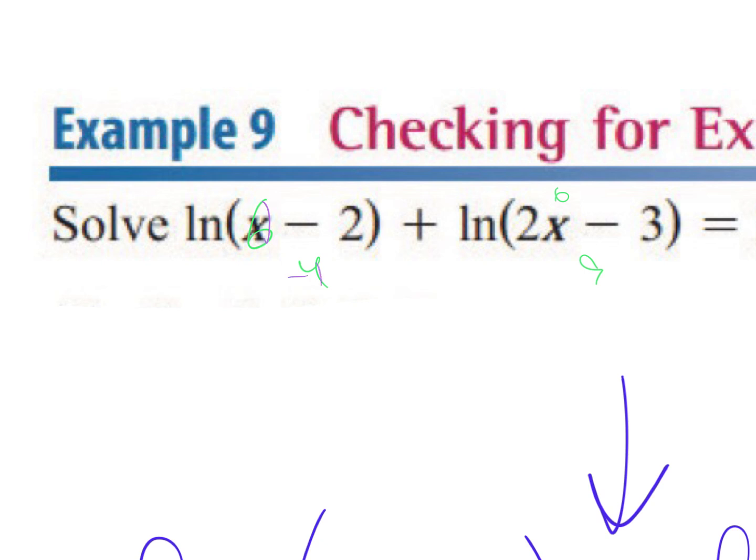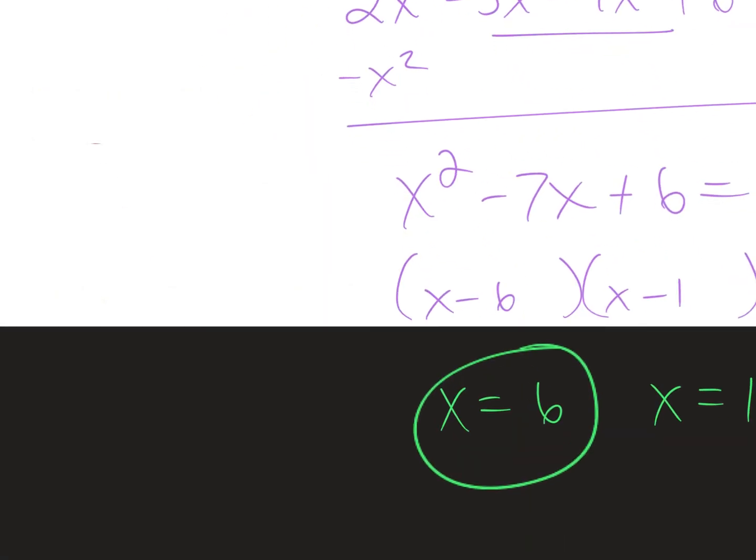Ooh, what's 1 minus 2? Negative 1. Guys, in your calculators right now, hit ln negative 1 and enter. What does your calculator tell you? Error. As soon as you get an error, it doesn't matter if it only makes one of them an error or one of them negative. As soon as you get a negative, it's like, oh no, that one doesn't work. So this would be extraneous.